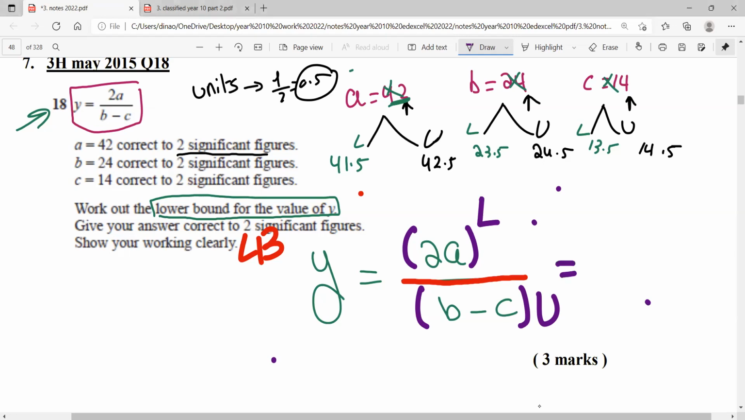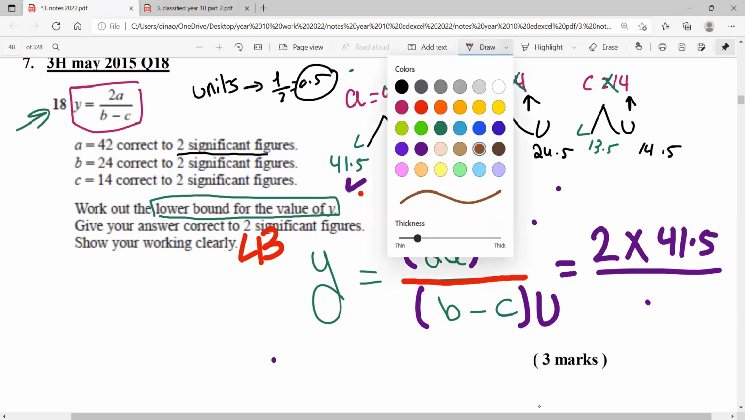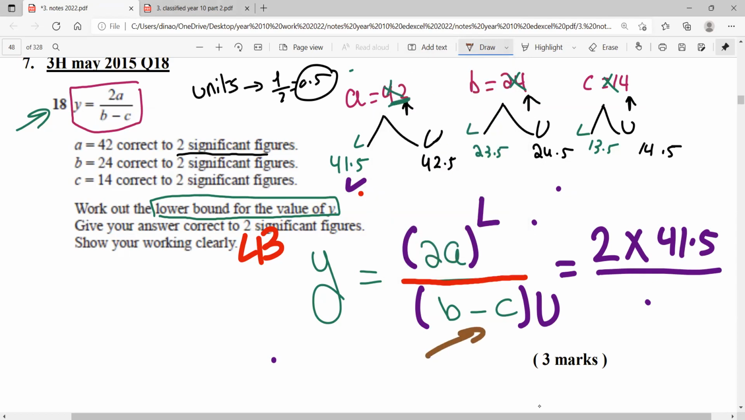Let's do the top one, the lower bound. We take 2, which is just a number. The lower of A is 41.5. Now let's look at the denominator. The denominator by itself is another operation. I want the upper bound of B minus C. It's like a separate question, so hide the rest. You want the upper of a subtraction. Subtraction is one and one, one upper and one lower.